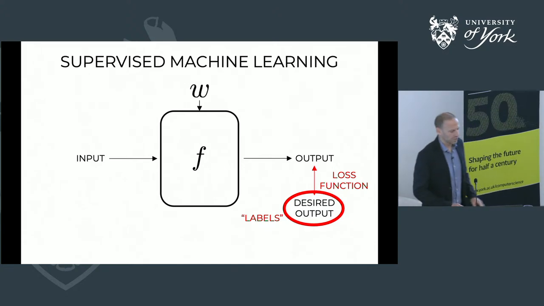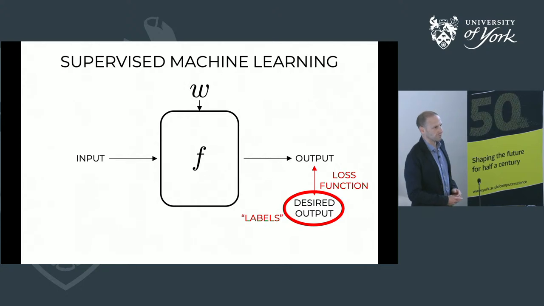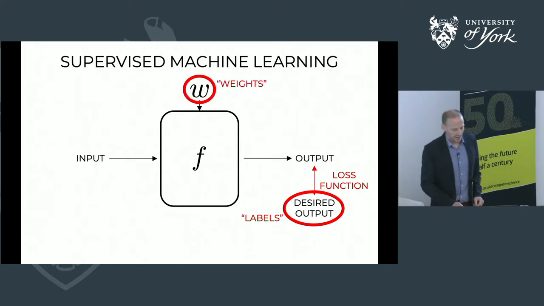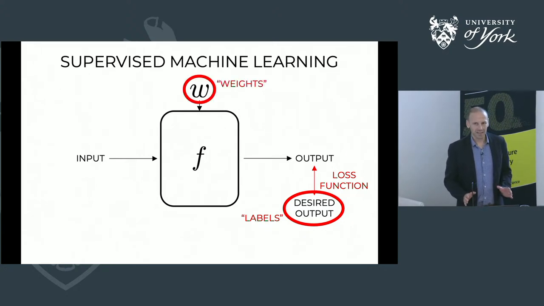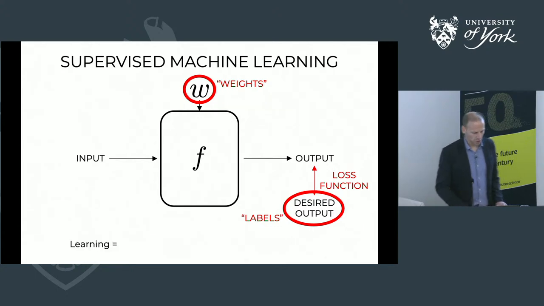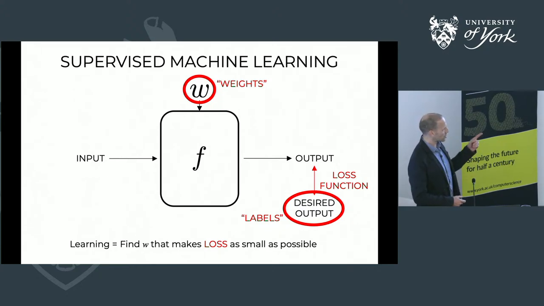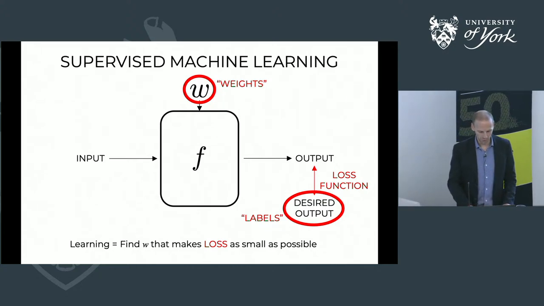Now, the nature of the function, we can decide that ourselves, but usually it depends on some parameters or weights. And we can now state what the goal of machine learning is in fairly simple terms. Learning just means find the weight, the W, that makes the loss as small as possible. So if you were to add up all of your errors over all of your data set, you want to make that as small as possible and find the weights that will do that.